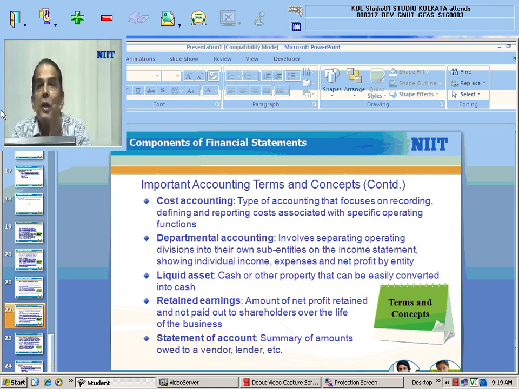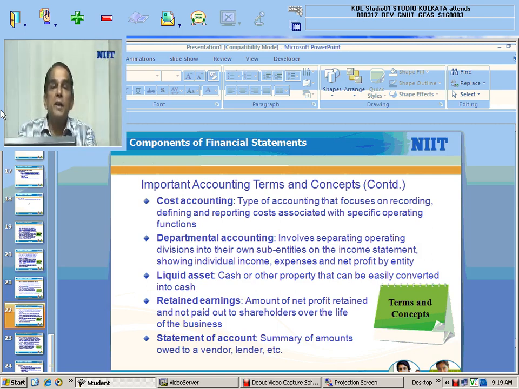Debtors, again it depends. If your terms of sales are, let's say, 90 days, if you are selling on credit and the credit period is 90 days, you have to wait for 90 days to get it converted into liquid assets, into cash. But yes, normally debtors is considered a part of the liquid assets of a business. So when we talk about liquid assets, we also include debtors.